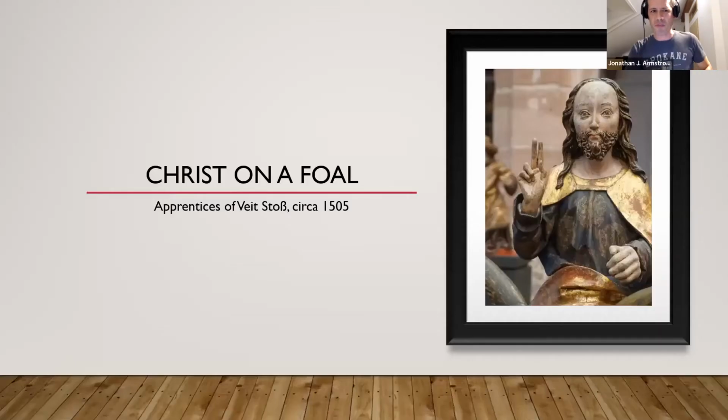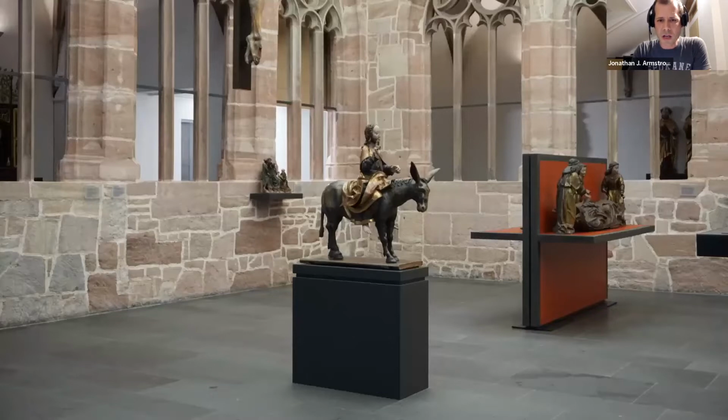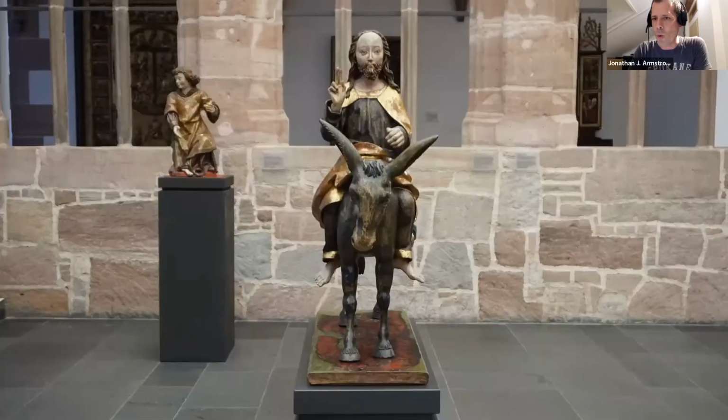Great. Let's look at another piece briefly. This is Christ on a foal. I'll look at two other pieces and then draw some remarks here in a moment. Christ on a foal, also from Veitstoß, or the apprentices of Veitstoß. So he had a workshop in Nuremberg around the same year, around 1505. This piece presumably was to be put on a wagon for the Palm Sunday procession into the city of Nuremberg. I suppose we would see this statue pulled along as people would enter the church on Palm Sunday.